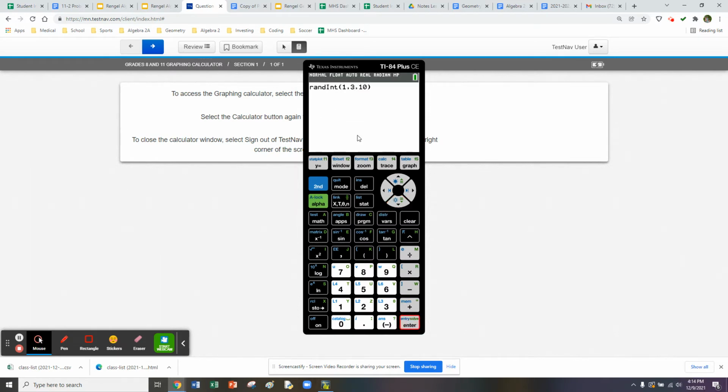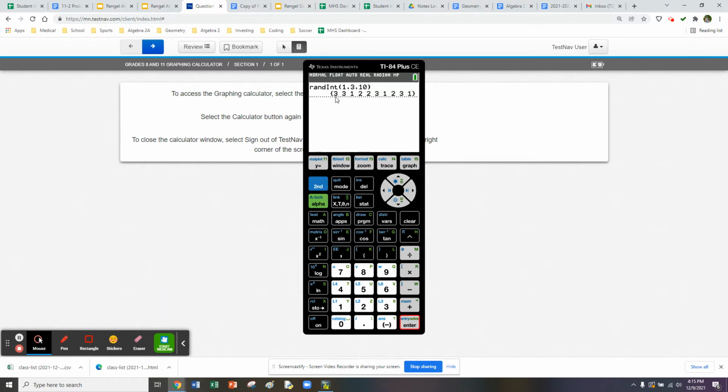Now, if you have an older version of a calculator, when you select random integer, it'll bring you to this main screen. You're just going to hit 1, and then the comma, which is above 7, then 3, comma, and then you're going to hit 10 to tell it to do 10 numbers. And then you can start to generate your random numbers. So we'll hit enter, and you're going to get a set of 10 numbers.